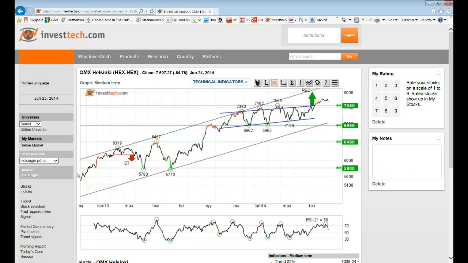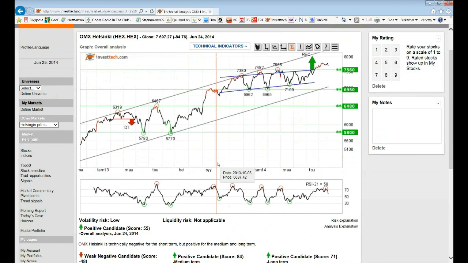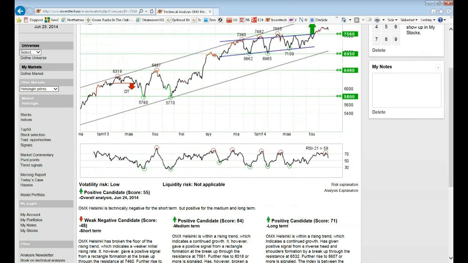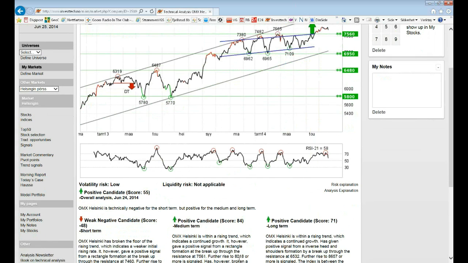The index has been in a rising trend, which you can see here. We can click on the total analysis and see the medium long term. The index has broken up through a rectangle formation, and a further increase is indicated. If you scroll down, you can see the short, medium, and long-term analysis of the index. It is important to look at the resistance level at 7,560 points, and also the support level at 18,000, and the further rise up to 8,018 points is the signal here.